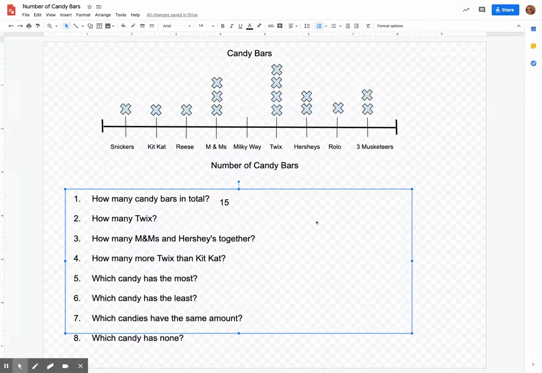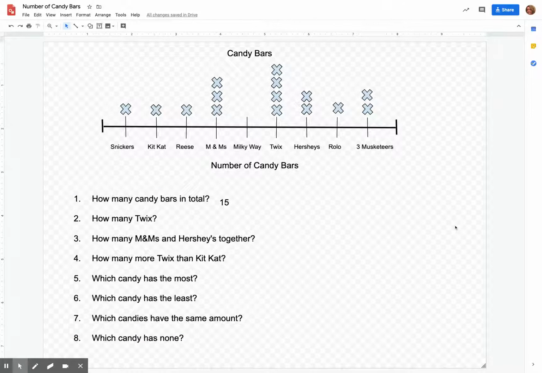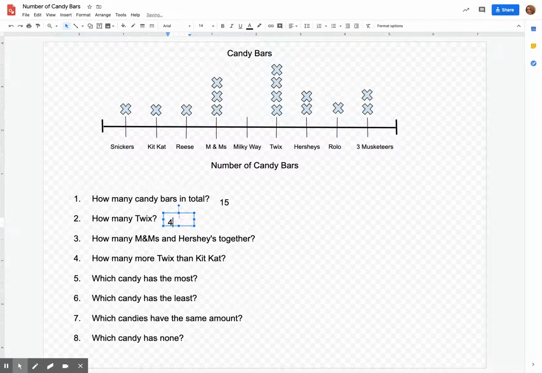Right? Now our next question says, how many Twix? So we're going to find Twix, and we're going to count how many Twix bars we have. 1, 2, 3, 4. So we're going to put 4 Twix.